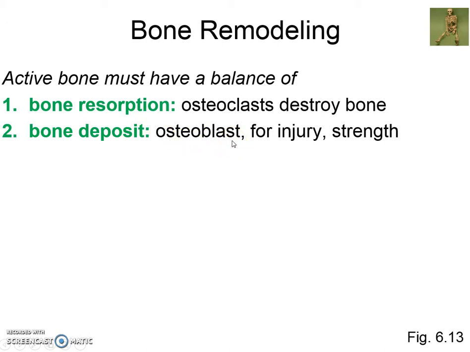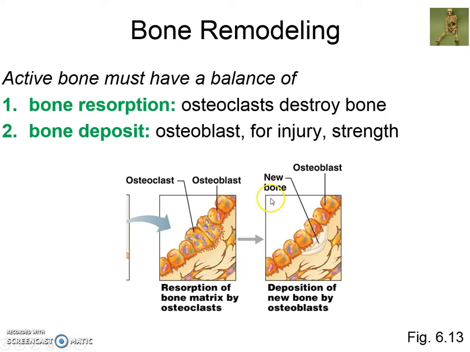So for example, if you had some injury and you need to put down some new bone for strength, you would go through bone deposit. So it's important that you balance out the two of these. Here are some pictures of osteoclasts and osteoblasts at work. In this particular picture, you have bone resorption, so the osteoclasts are working faster. And then here you have bone deposit, so in this case, the osteoblasts are working faster and putting down new bone. But it's important, again, to have the balance between the two. If you have too much bone resorption, you're going to lose bone. Or if you have too much bone deposit, then your bone's going to get larger.